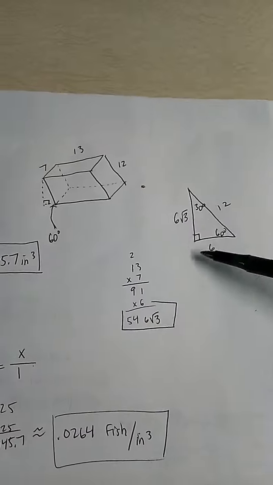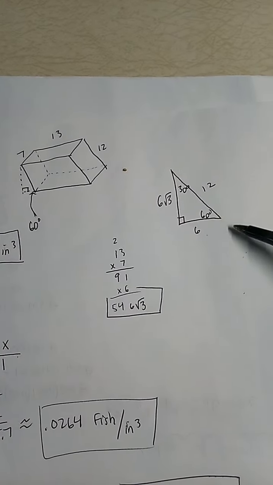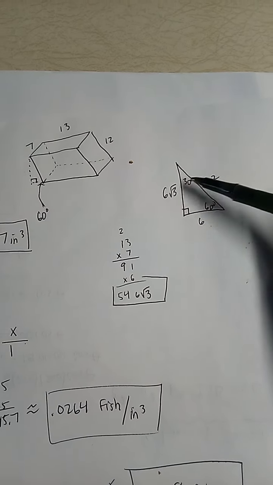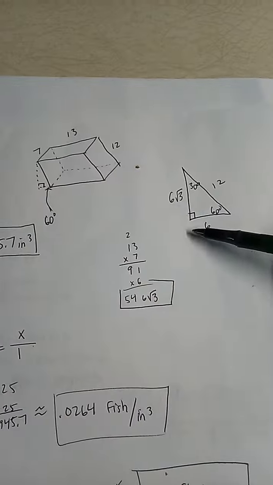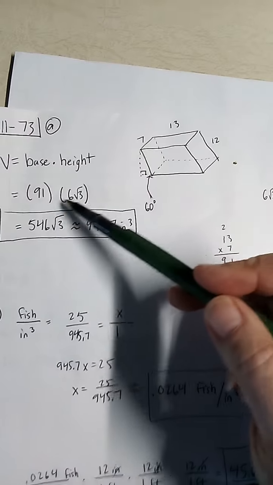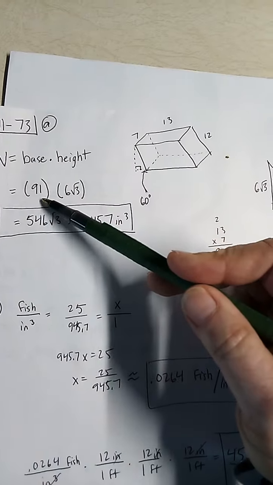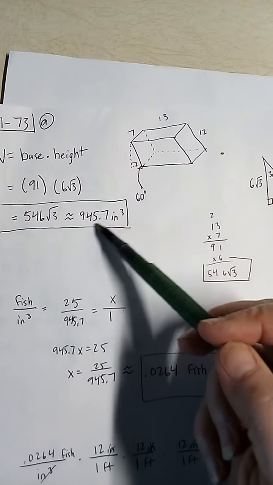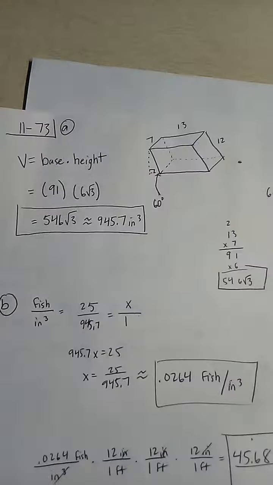I know that this 12 and this 12 are the same. And so I know that the short side is going to be half of the long side. And so that gave me a 6. And then I'm going to multiply that by root 3 because that's just how the 30, 60, 90 triangles go. It's x, 2x, and x root 3. So that gave me my height. So my height is 6 root 3, and then I times it by the 91, which came from 7 times 13, and that ends up to be 945.7 cubic inches.